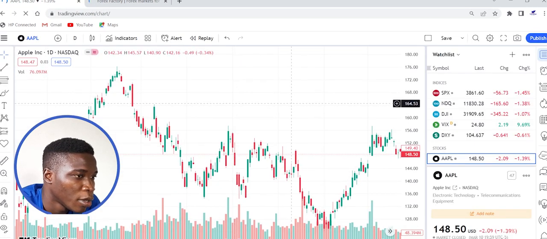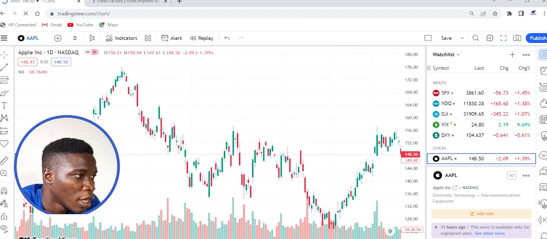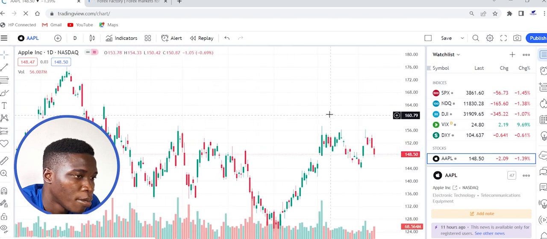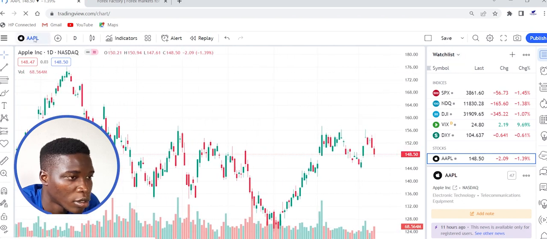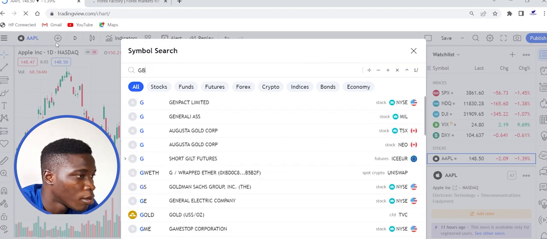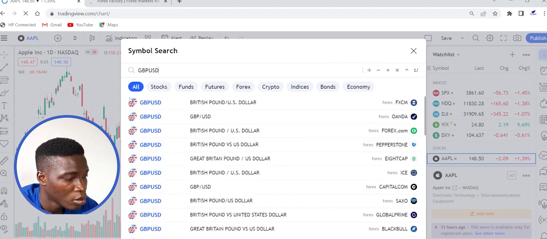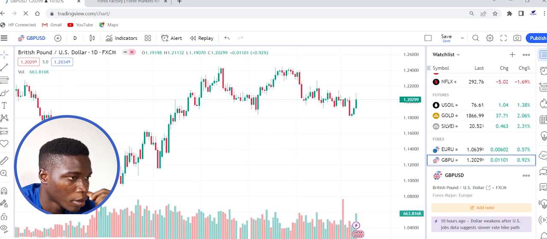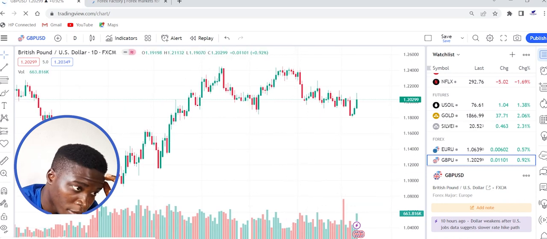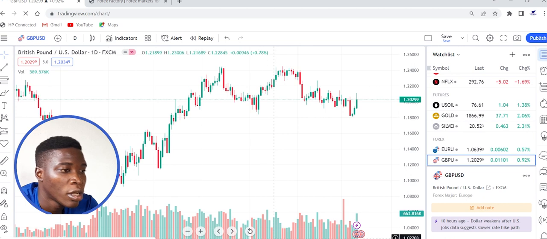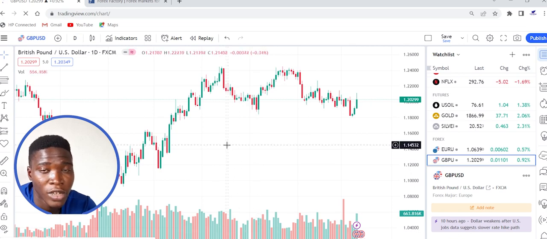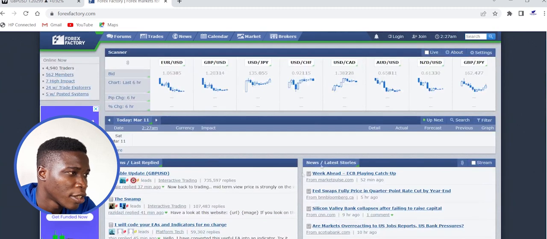So here we are on TradingView. I'm trying to load GBP USD because it's the only currency that I trade. So let me type GBP USD. Alright, so this is GBP USD, and the only thing we are going to do today is backtest in order to see how efficient and how important fundamental news are. So let's check.